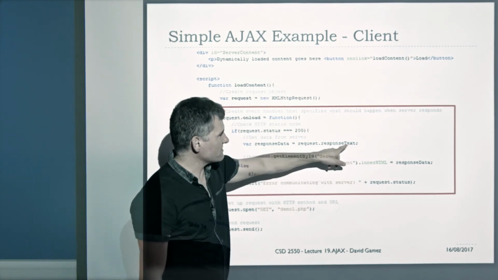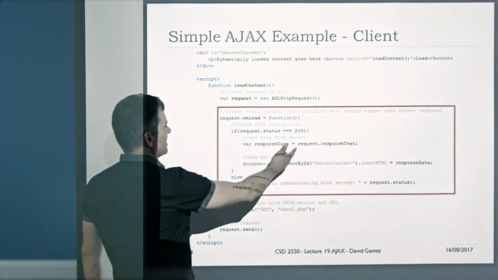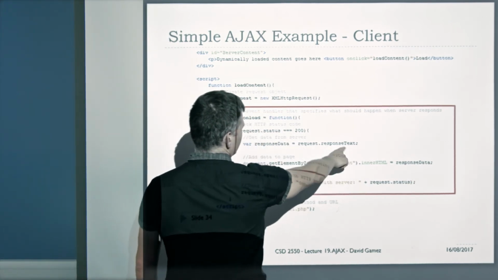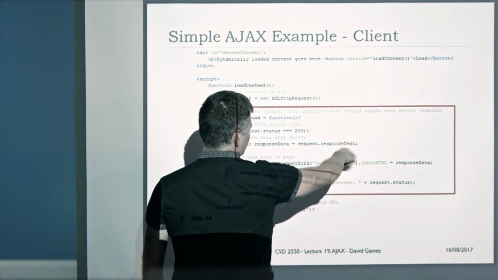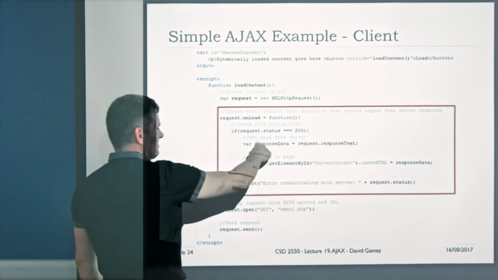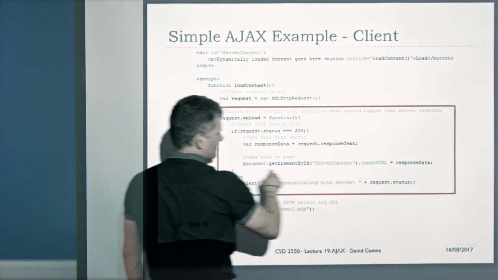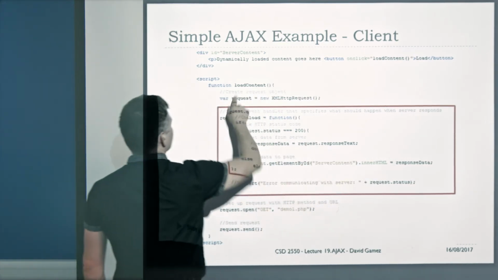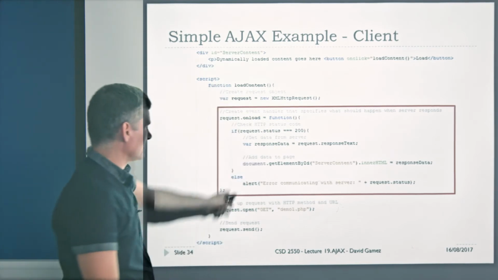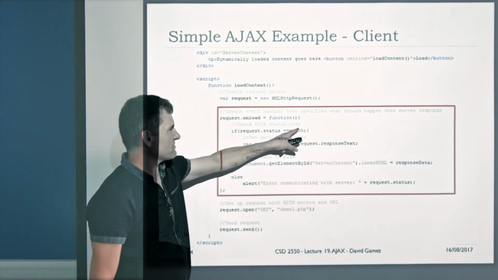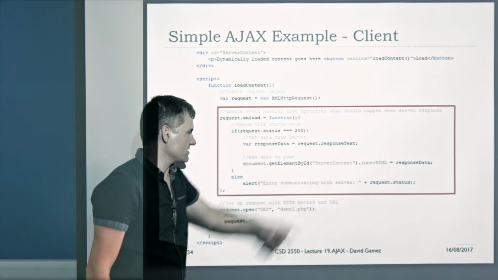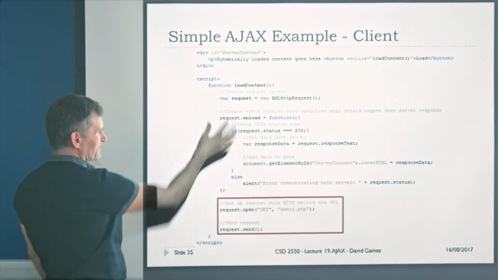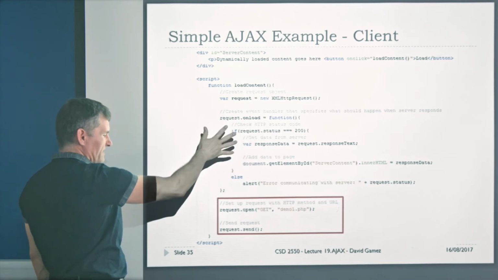Then we can pull out the response from the server because this request will now have the data from the server as its responseText property. So we've got the response data here. And all this is doing is sticking the data coming back from the server into this div. That's all it's doing. Or if we had an error from the server, then it's just going to generate an error message here with an alert. So we've set up the event handler to handle what comes back from the server.